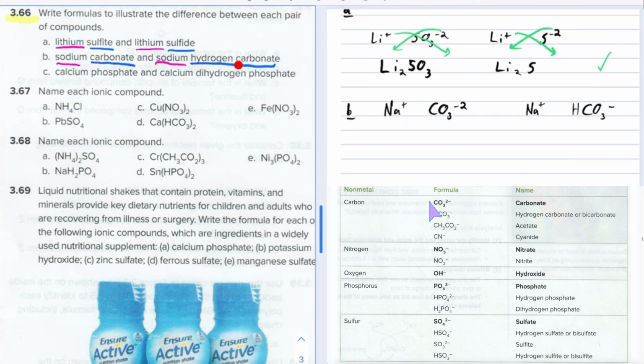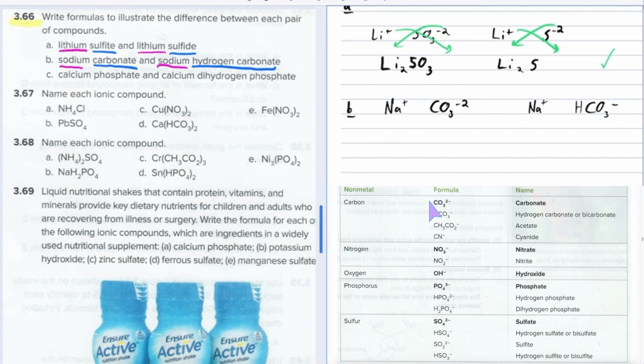Now that we got the identities of the ions, we can figure out what the formulas are. For the first one, you're going to need 2 of these sodiums and 1 of those carbonates. So the formula would be Na2CO3. And for the second one, well, they already balance. You don't really have to play that game. They already balance, +1 and -1. So NaHCO3. That's sodium bicarbonate, your baking soda. That's the formula for baking soda.